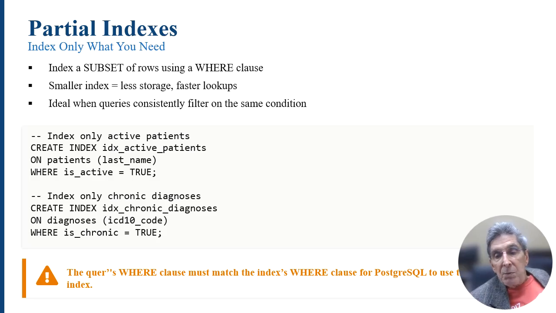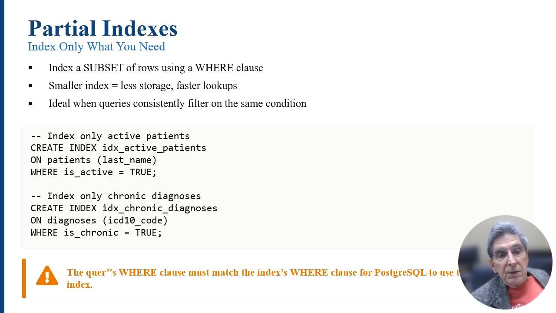So if our application almost always only queries for active patients, this index is smaller, it uses less storage, and it's faster. Let's look at our second example. It indexes the ICD-10 code, but only for chronic diagnoses. If quality reporting queries consistently filter on isChronic equals true, then this partial index is perfectly targeted.